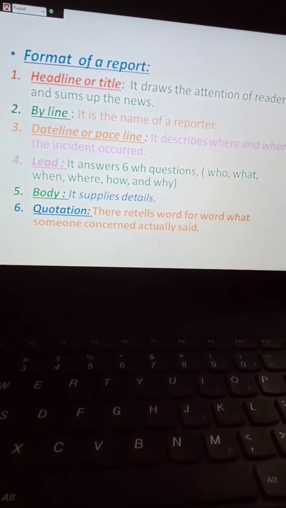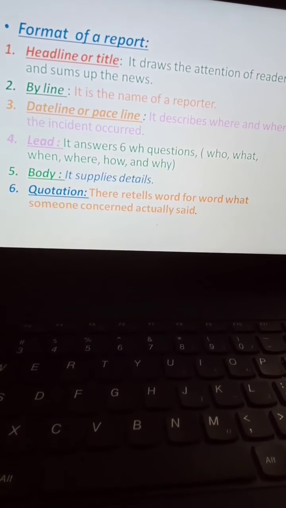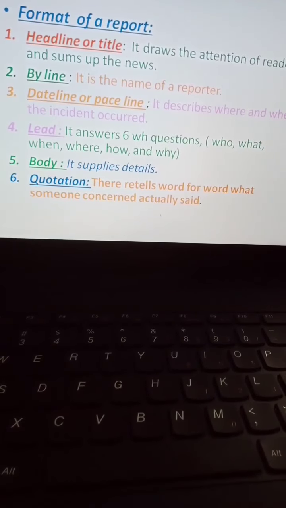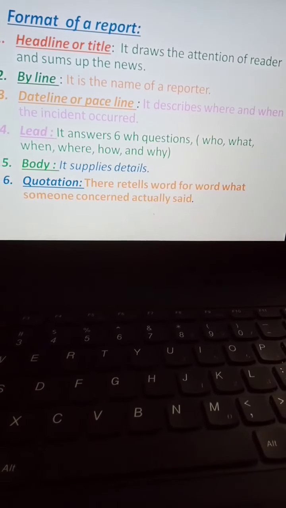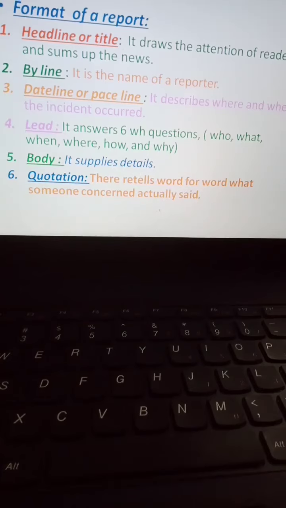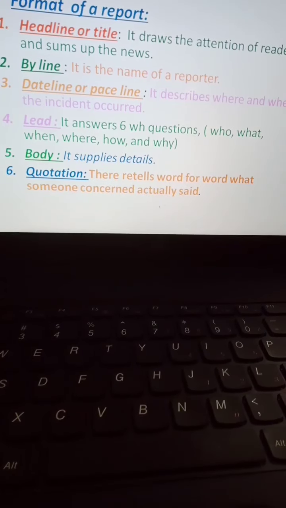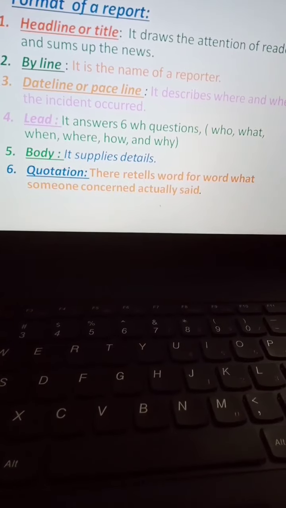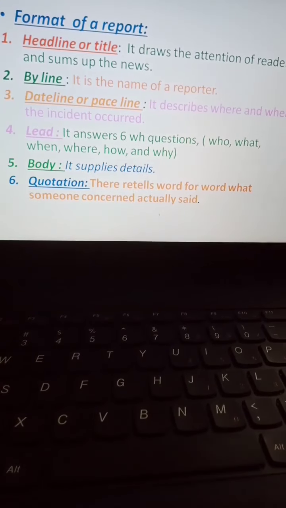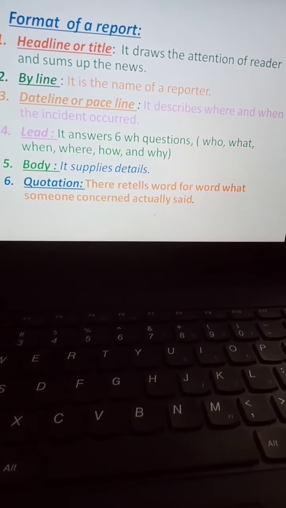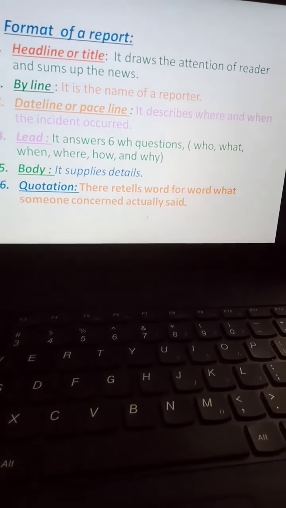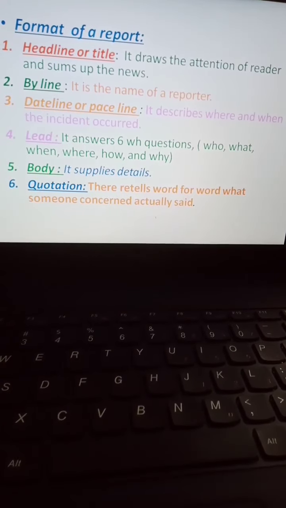Okay, here at this slide I will show you the format of a news report. The first one is headline or title, because it draws the attention of the reader and sums up the news. After the headline, you will find the byline. That means you will find the name of the reporter. Next, you will find the deadline or placeline. Deadline or placeline means it describes where and when the incident occurred.